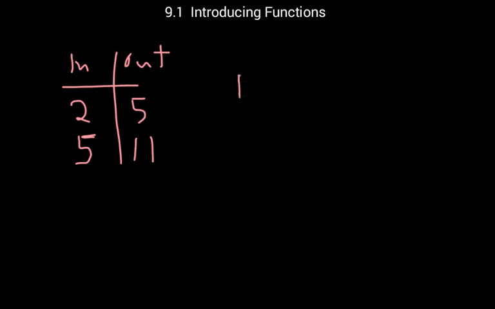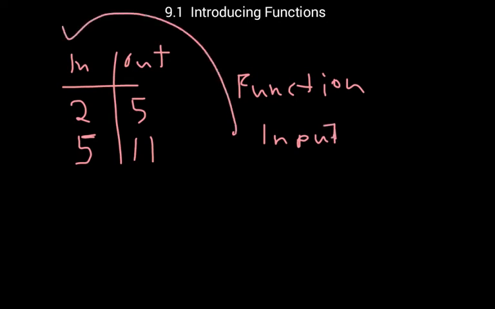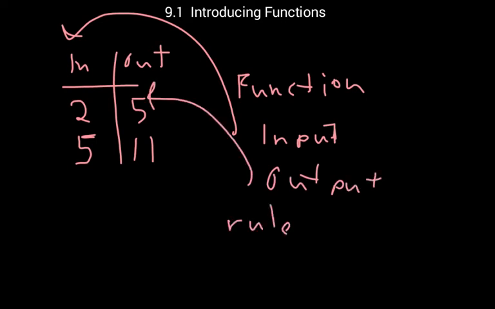A function has 3 parts. A function has to have an input, which is like what we say when we say what number goes in. So that would be what goes in, and an output, which is what comes out, and a rule, which in this case, the rule is that the output number, which I'll call y, equals double the input number, which is x, plus 1.